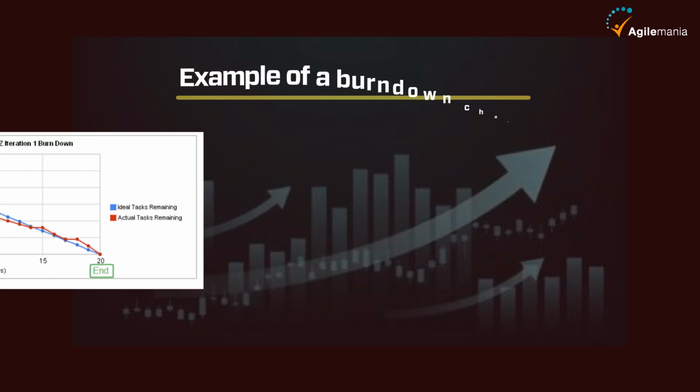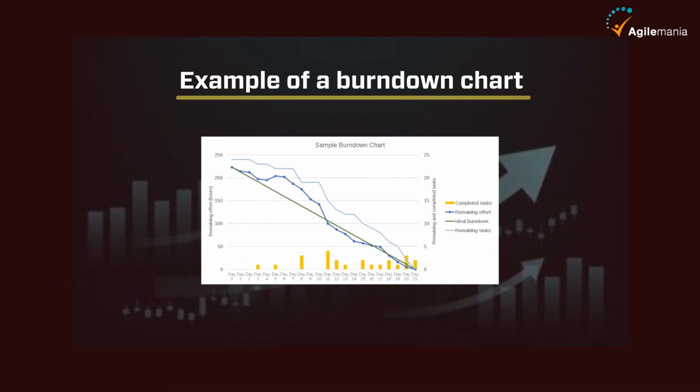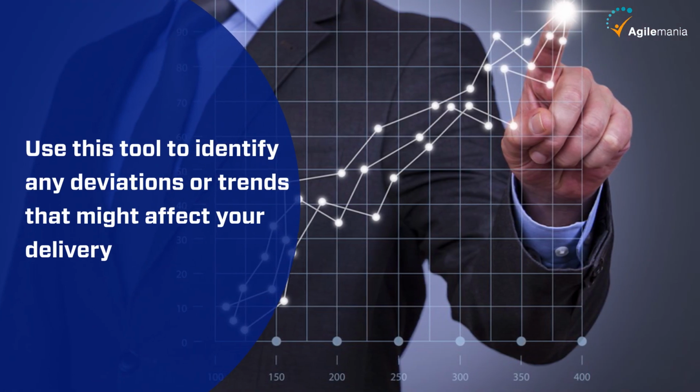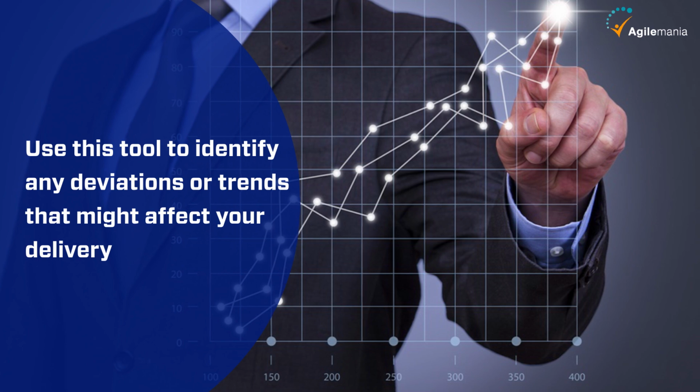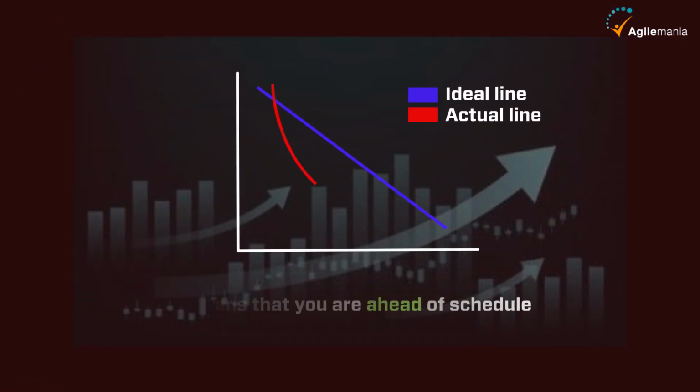Here is an example of a Burndown Chart. As you can see, the Burndown Chart gives you a visual feedback of how you are performing in each iteration, compared to your initial plan. You can also use this tool to identify any deviations or trends that might affect your delivery, such as if the actual line is below the ideal line, it means that you are ahead of schedule and you can either add more features or improve the quality of your work.